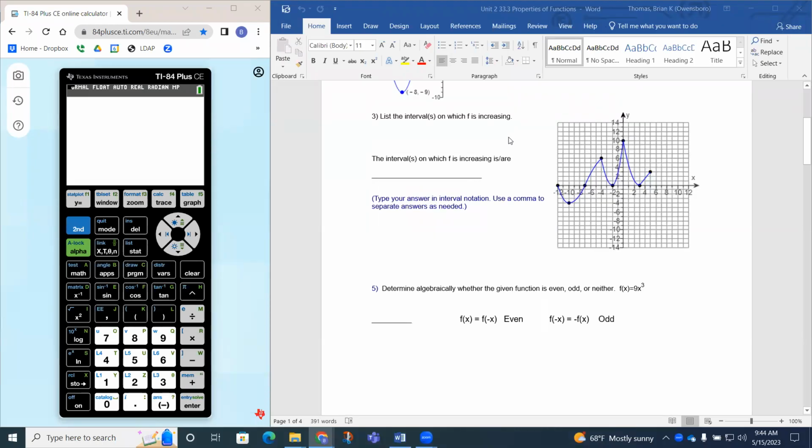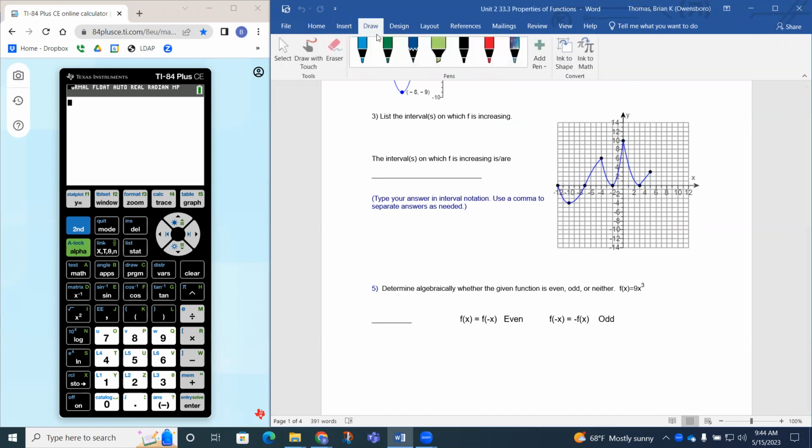So question 3 says list intervals on which the function is increasing. So again, if I look at the graph over here to my right, I'll start here. Notice how the graph is going in a decreasing motion until it gets to this spot. So at this spot here, I'm starting to see this graph is now starting to go up until it gets to the spot right here. Then it turns back around and goes down.